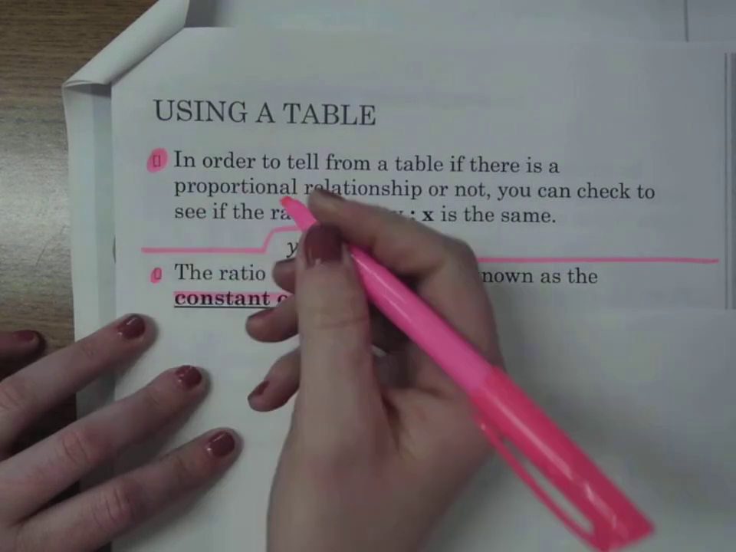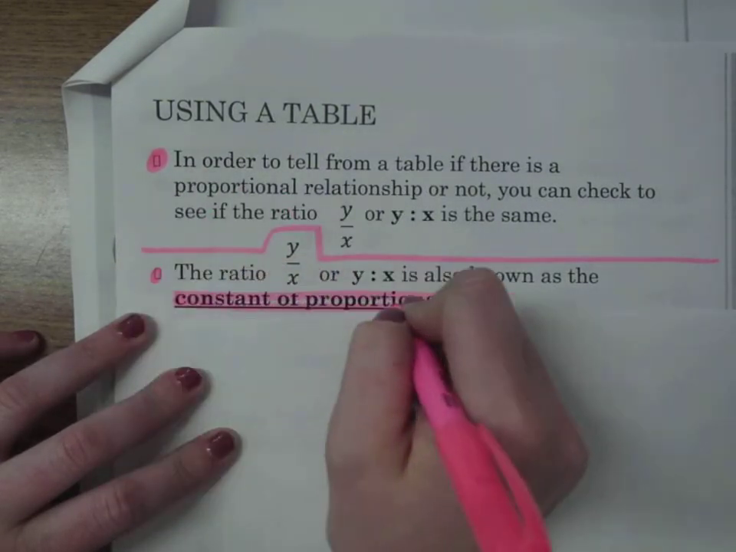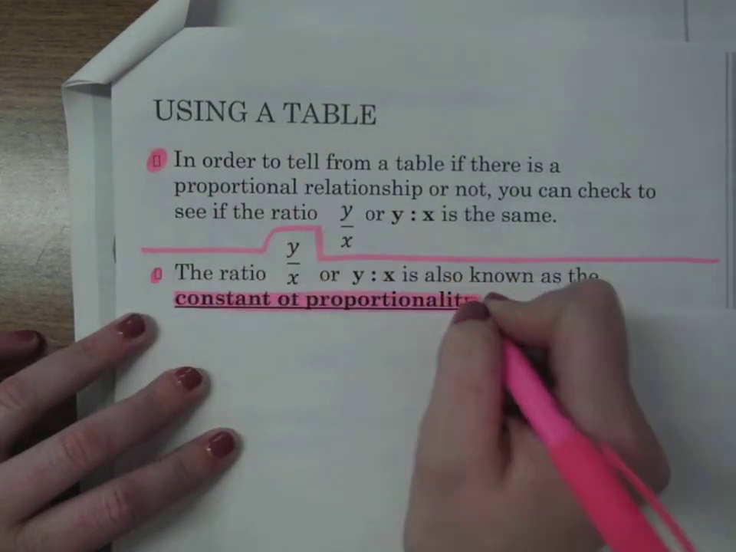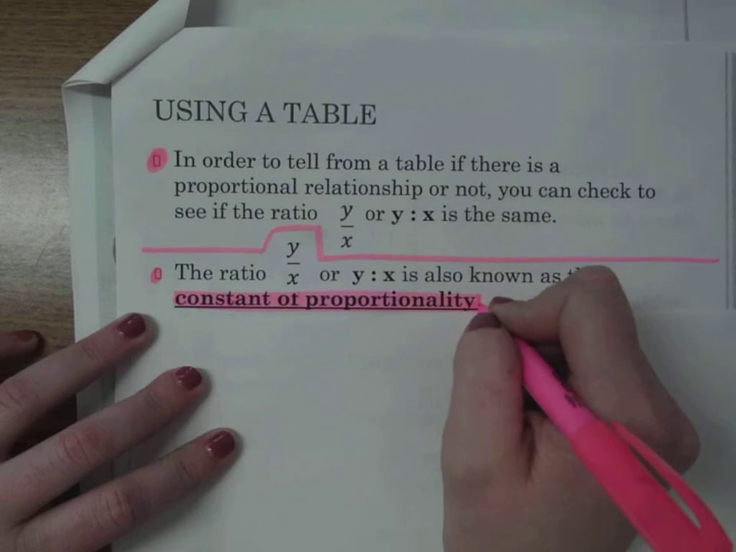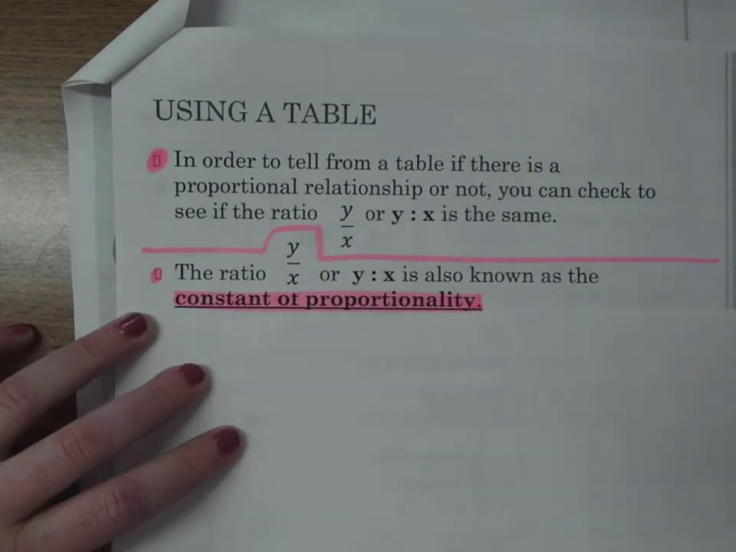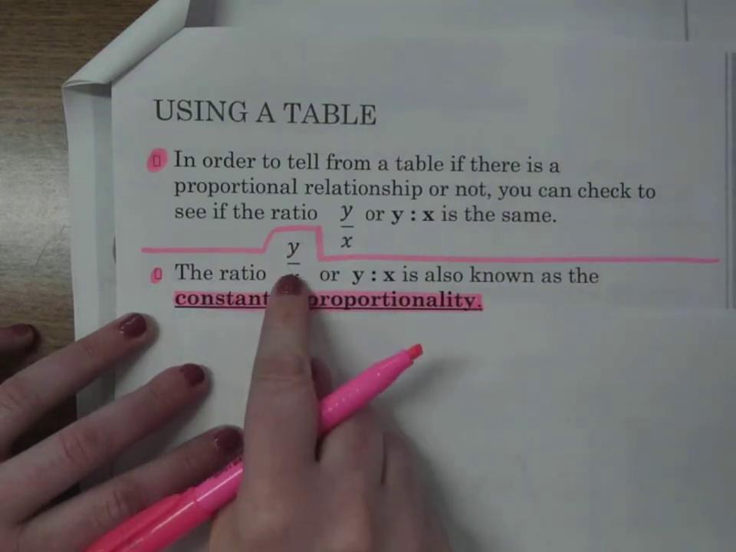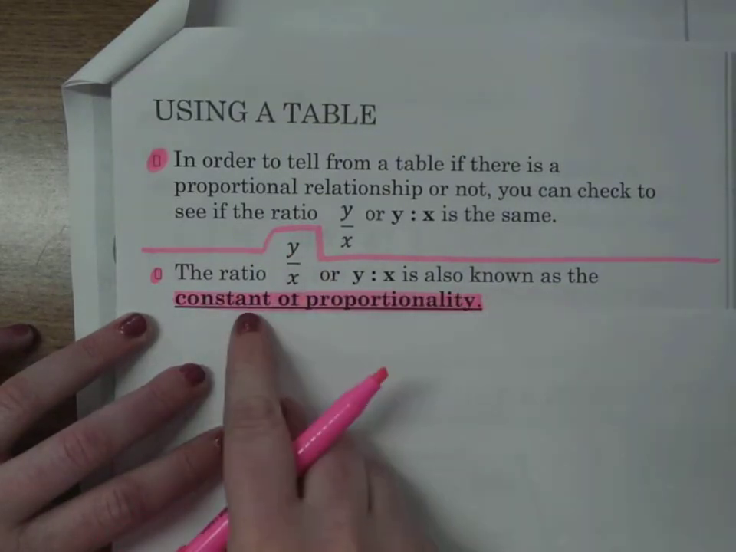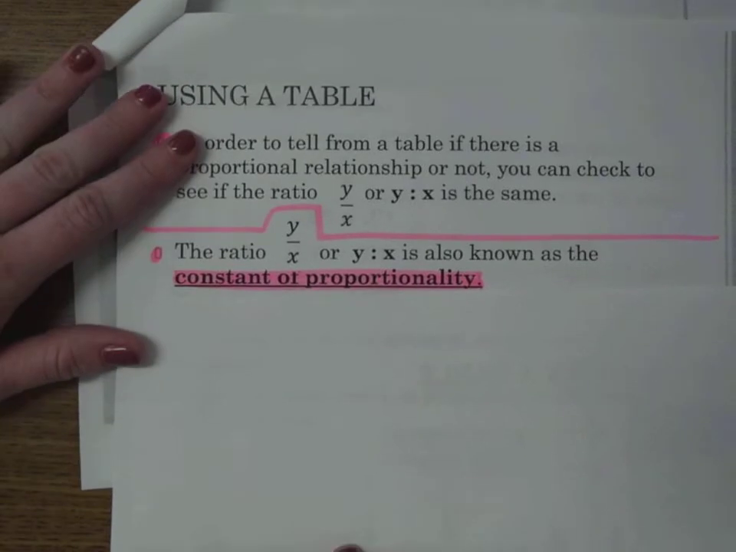And you should also write this, the constant of proportionality. I'm going to tell you another name for that in just a minute. But the ratio y over x, or y to x, is also known as the constant of proportionality.